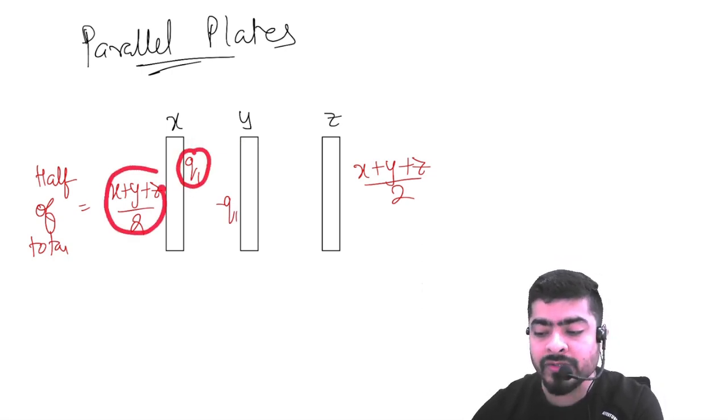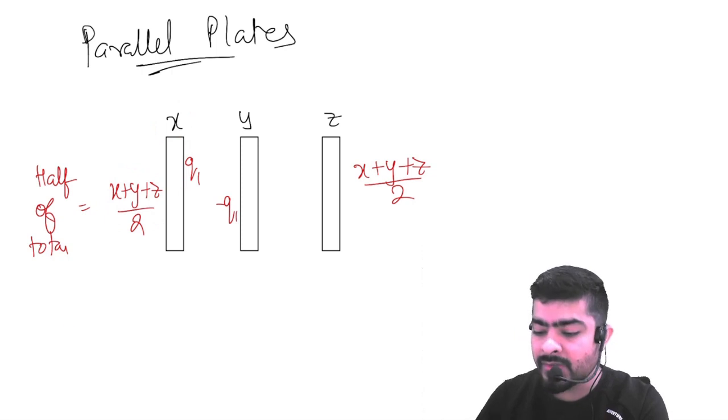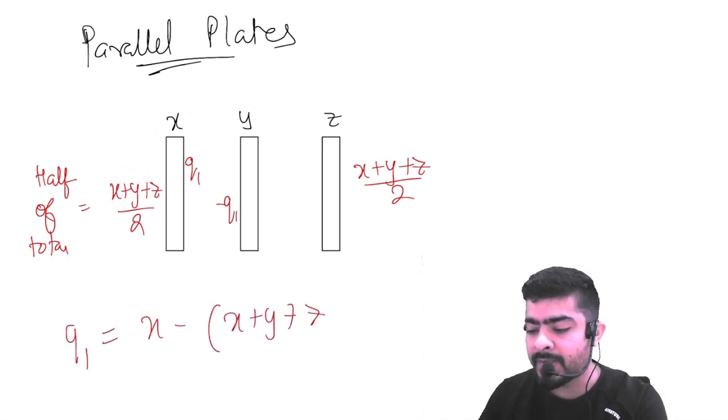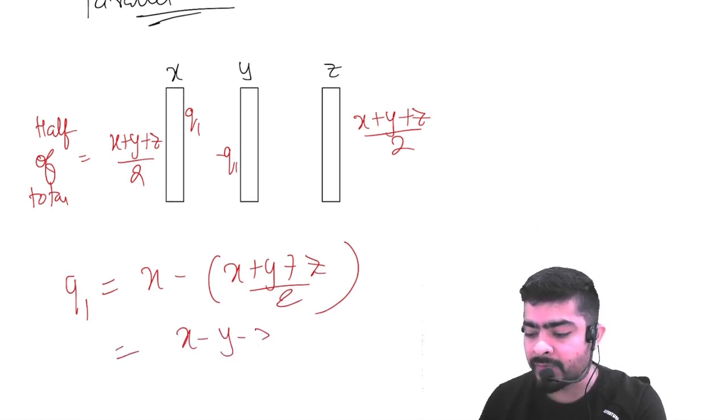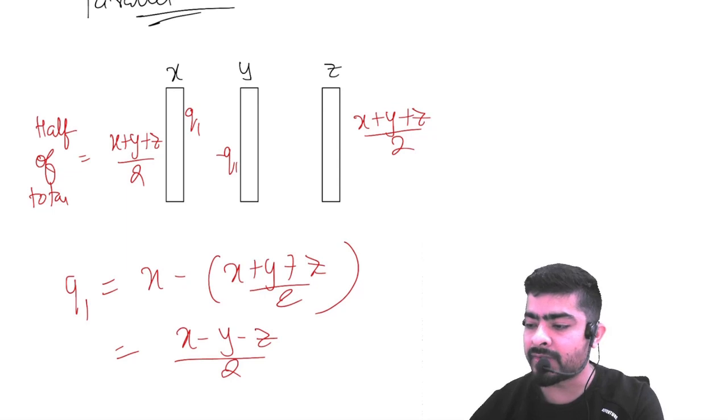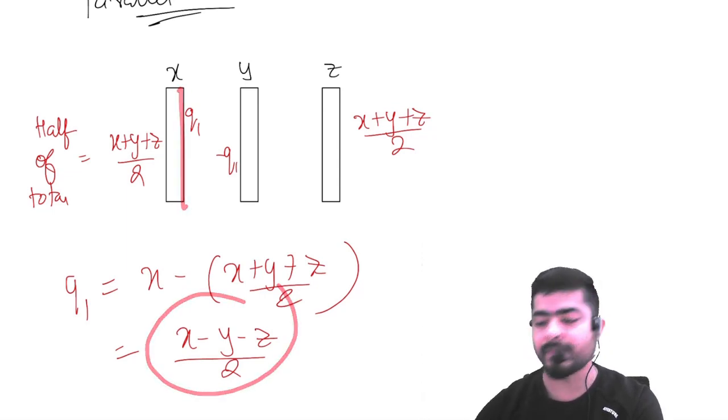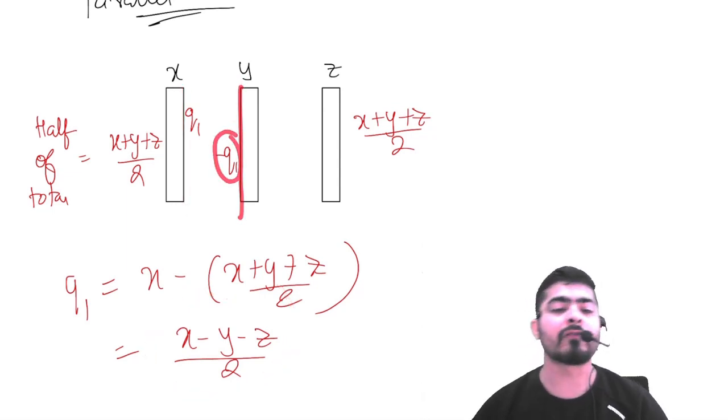Sum of these two charges should be equal to x. So q1 will be equal to x minus (x plus y plus z) by 2. So that is equal to (x minus y minus z) by 2. So this is your charge on this surface. Charge on this surface will be negative of that.